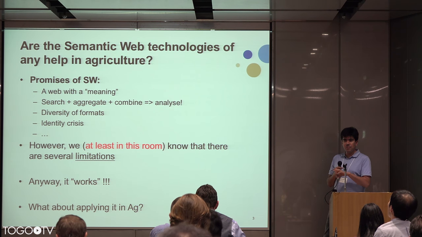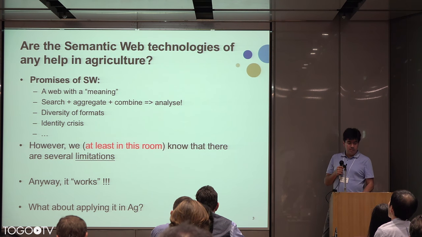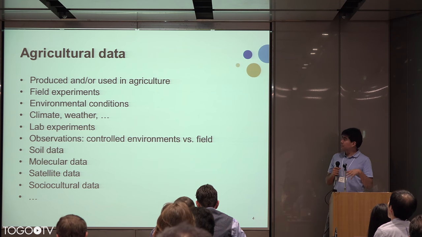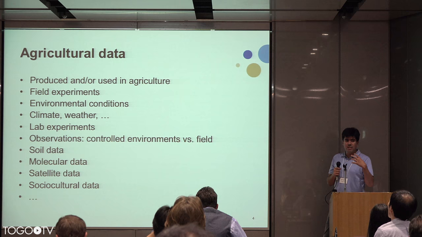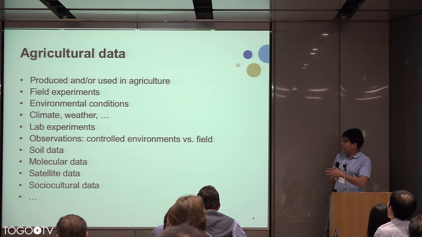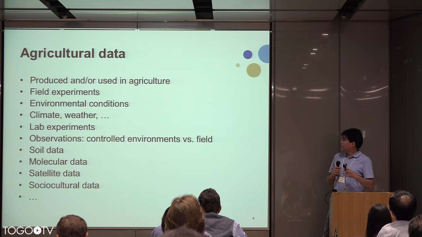We have seen plenty of examples showing that these types of technologies, even with the limitations that we have, are working and are already starting to show more and more good examples. So then the question was, can we apply it in agriculture, or for the sake of dealing with agricultural data? And when talking about agricultural data, of course, it's the data that is produced and used in agriculture, like in field experiments, for instance, environmental conditions, where we are dealing not only with temperature, humidity level, and these sort of things, but climate and weather conditions too, lab experiments, observations. So as you can see, it's a very long list of the diversity of data that this community is busy with.